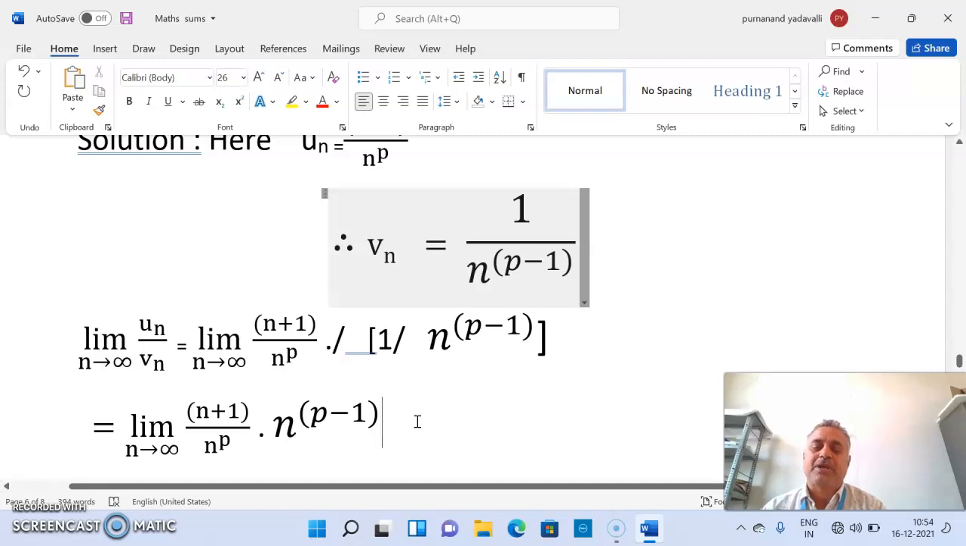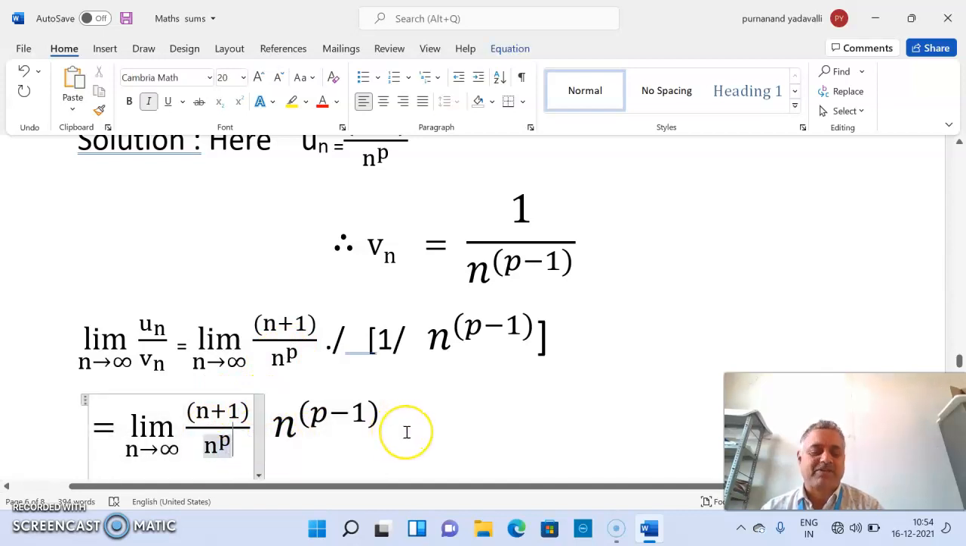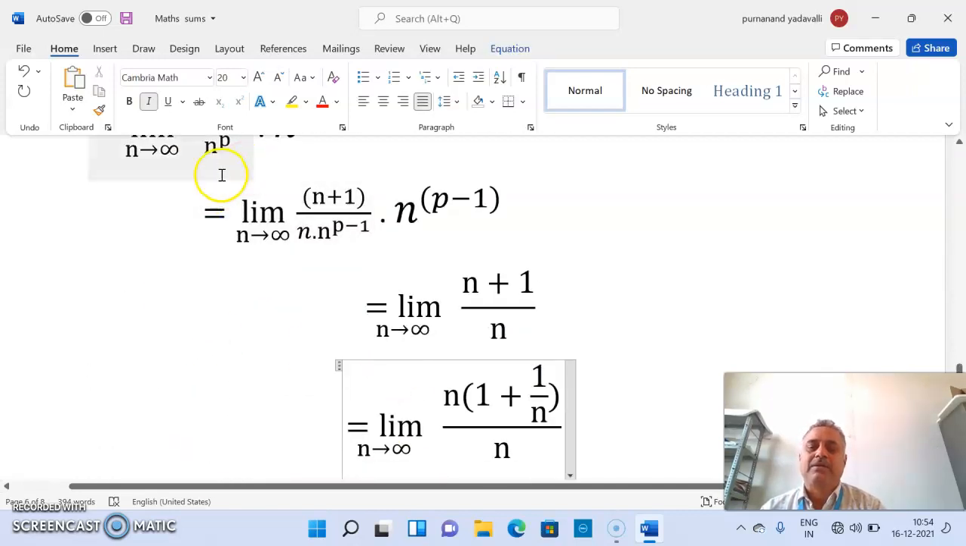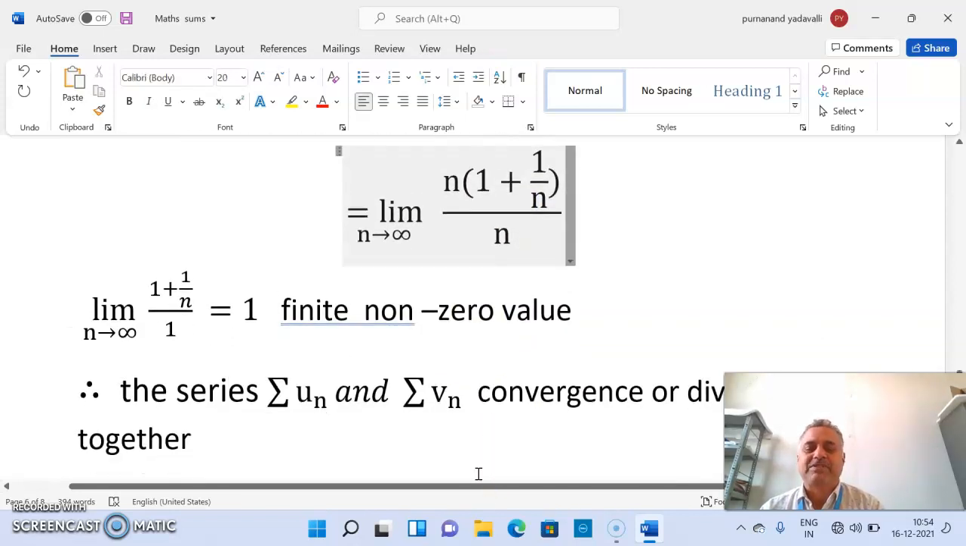Limit n tends to infinity un by vn is equal to limit n tends to infinity, here un is n plus 1 by n power p, by vn is 1 by n power p minus 1. So it becomes n plus 1 by n power p into n power p minus 1. We write n power p in the denominator as n into n power p minus 1, and this n power p minus 1 in the numerator and n power p minus 1 in the denominator get cancelled. We get n plus 1 by n. We take n common in the numerator, and the n in the numerator and n in the denominator get cancelled. Then we get 1 plus 1 by n, whole by 1, which we take as 1 plus 1 by n.